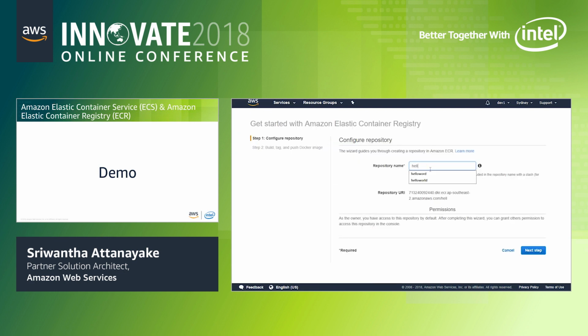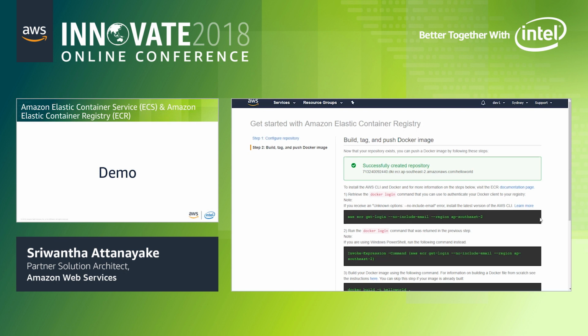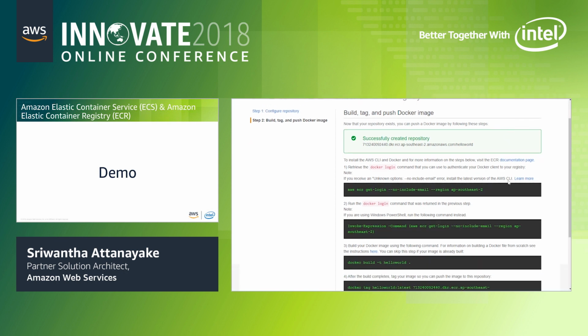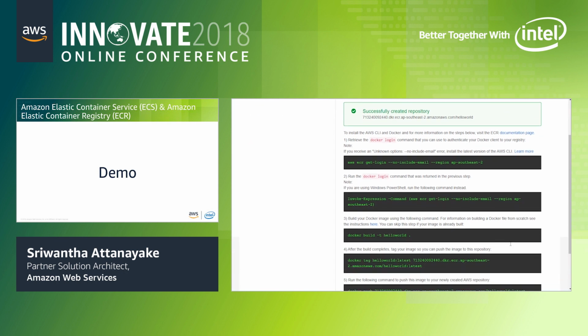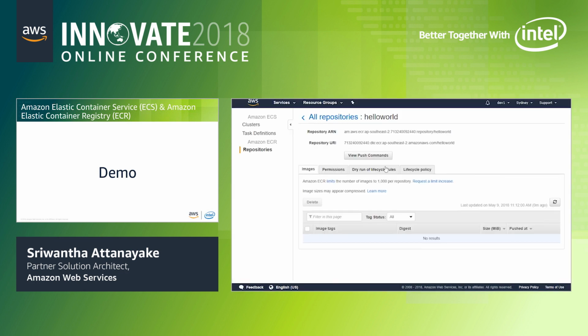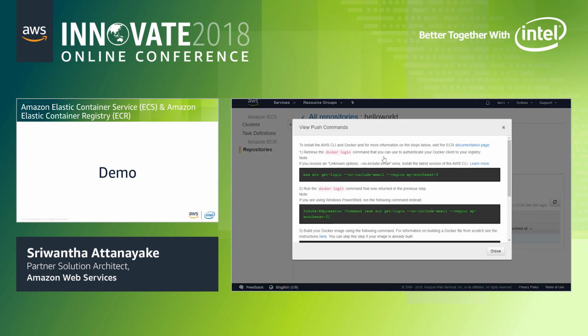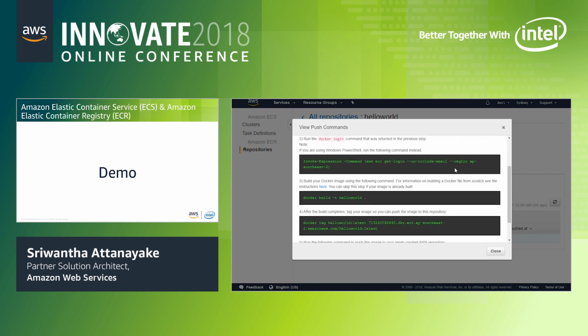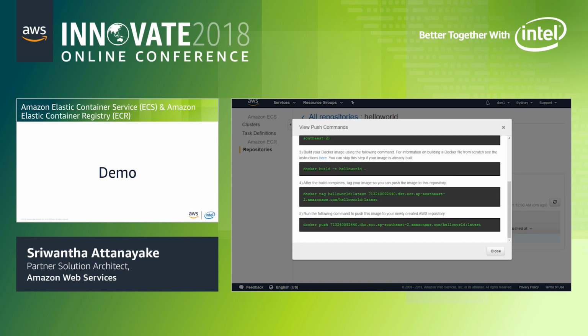Only thing we need to give is a name. Let's call it Hello World and click next step. The repository is created and it gives you a list of commands that you can use to publish images into this repository. If you want to know the commands again, you can view push commands and you can see the commands that you saw just a while ago.